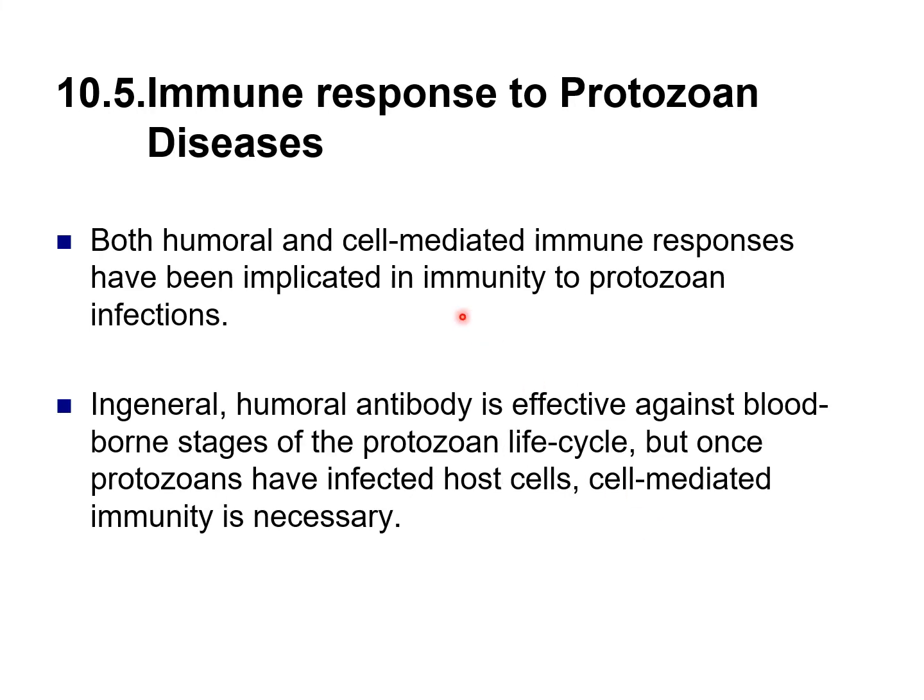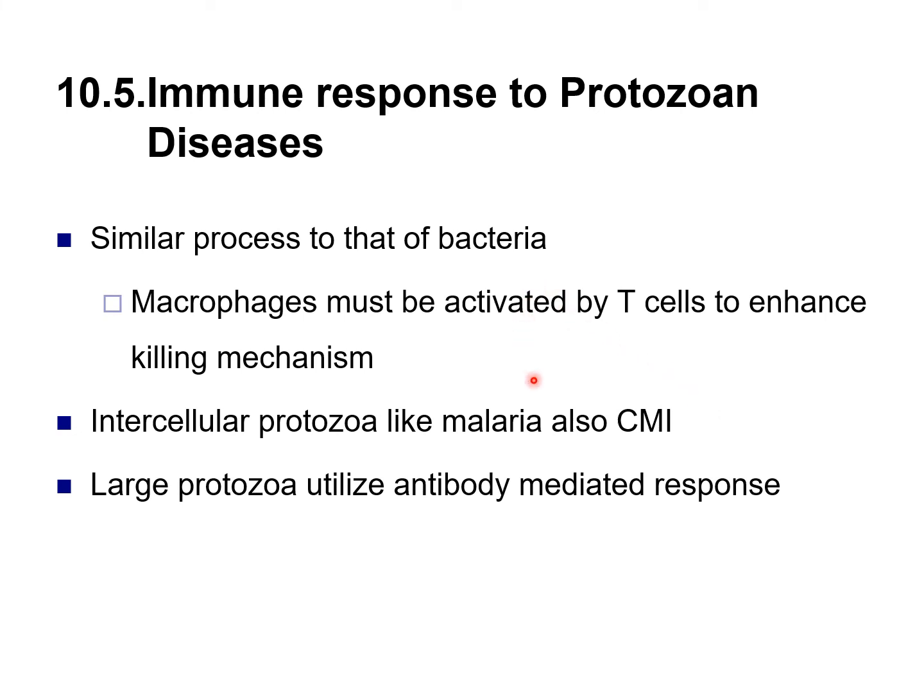For protozoan infections, both humoral and cell-mediated immune responses are implicated. Humoral antibodies are effective against certain stages in the protozoal life cycle, except when they have already infected the host cells. In this case, cell-mediated immunity is necessary. The mechanism is very similar to that of bacteria. The macrophages must first be activated by the T cells to enhance the killing mechanism, and protozoa like malaria should trigger a cell-mediated immune response. Large protozoa usually trigger an antibody-mediated immune response.